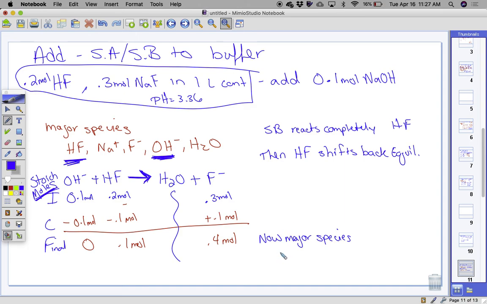It's okay. All right, so now what's in solution? There's some HF. There's still some F minus. And water. Is there any, well, there's still Na plus. We don't care about it, but it's still there. Is there any more OH minus? No. So now what kind of problem is it? Ice table, equilibrium. It's a buffer. You can, at this point, use Henderson-Hasselbalch, or you can stick it in an ice table. I'm going to stick it in an ice table.